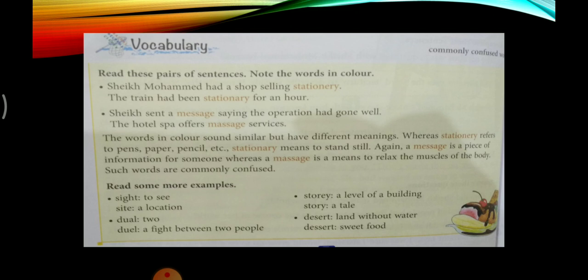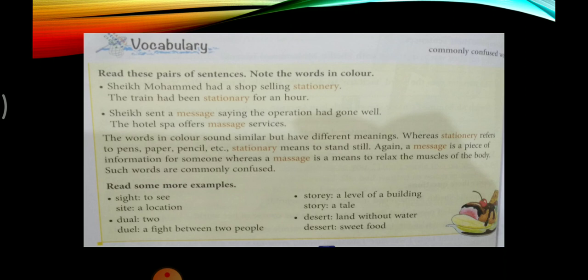Okay? So, if you go to a shop or if you write a letter or a list to buy some books for you, don't use STATIONARY. Rather, instead of A, you must use E. We will do the further explanation. Next, Sheikh sent a message saying the operation had gone well. The hotel spa offers massage services. Yes, there is a huge lot of confusion with these two spellings as well. Message and massage.